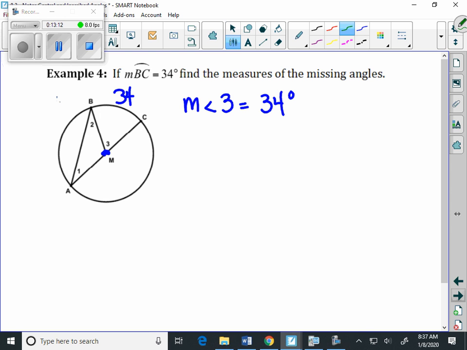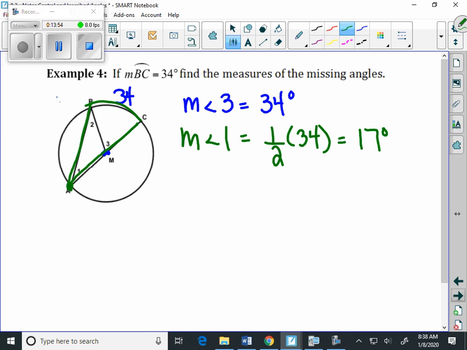Well, to find the measure of angle 1, angle 1 has its vertex on the circle. That means it's an inscribed angle. And the rule for the inscribed angle is that that value is half the measure of the intercepted arc. Well, the intercepted arc is the value of BC. So if we want to know our angle, we're going to take half the measure of 34, and half the measure of 34 is 17.